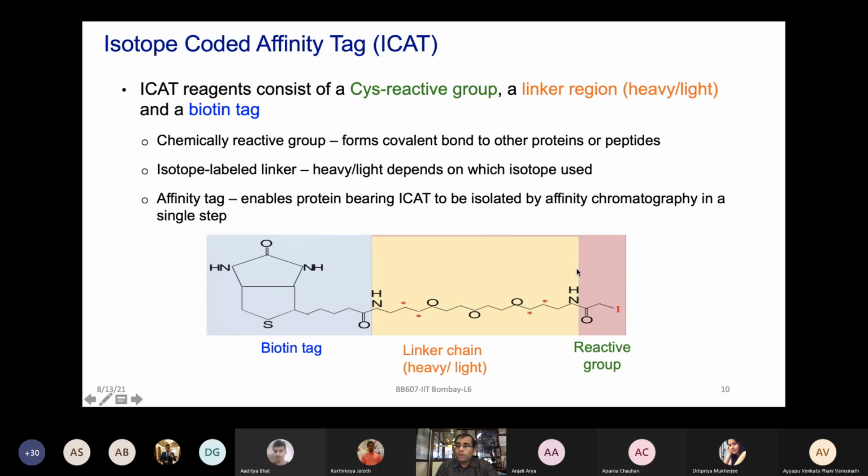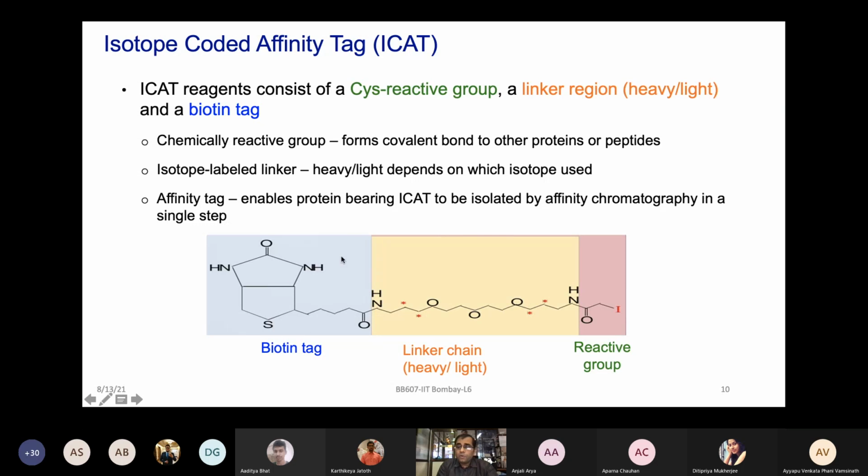So first of all, you need to have a chemical reactive group, right? This is the reactive group which is going to form the covalent bond with your protein or peptide. It's going to bind to that. And then you have a tag, which is a biotin tag in this case, which could be utilized for affinity chromatography-based purification, because you only want the labeled population. You do not want any other protein or peptide which is unlabeled.